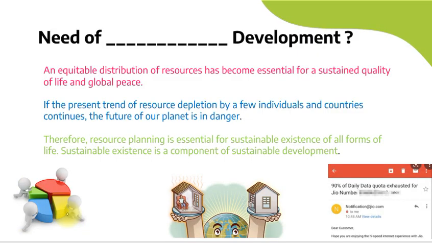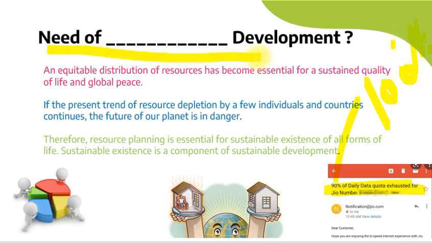So in this scenario, what is our need? The need is that we should utilize our resources judiciously. Otherwise, God will send us this message कि तुमने अपना 90% या 100% utilize कर लिया है और अब बैठे रहो, right? So let's not get into that situation. So what do we need? We need sustainable development. Okay, need of sustainable development.